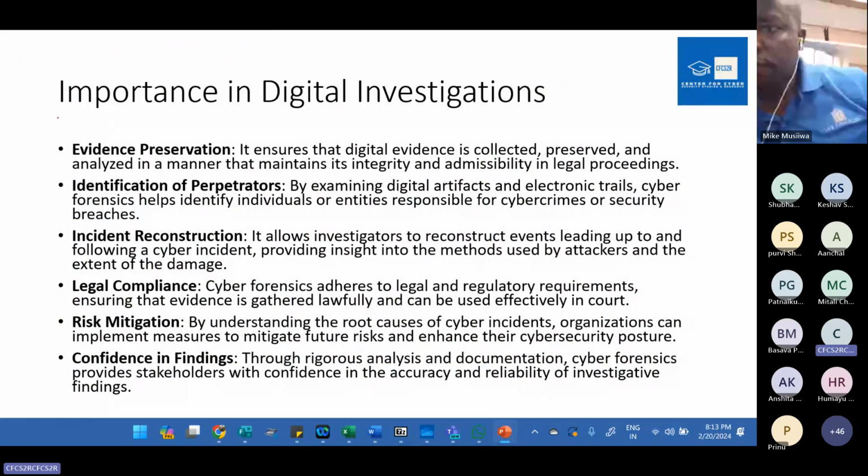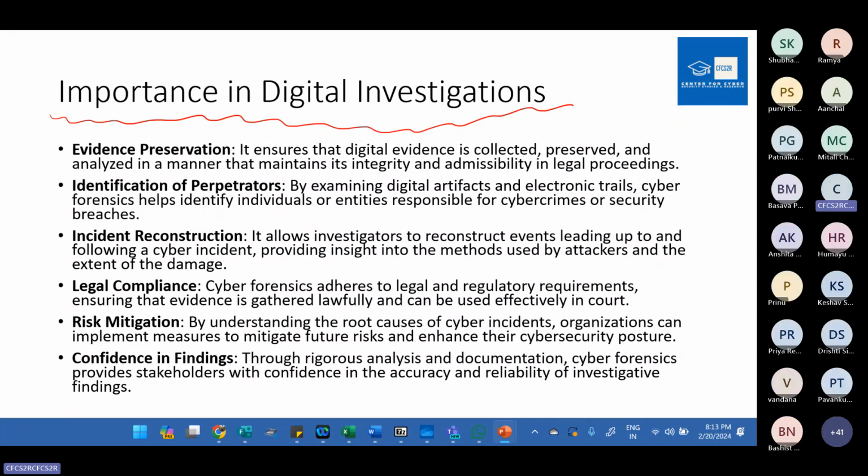Now let me talk about the importance of digital investigation: why digital investigation is very important, and what important things you need to take care of while doing any digital investigation. So any question up to this? No, sir. Okay. Is somebody asking, or shall I go ahead?